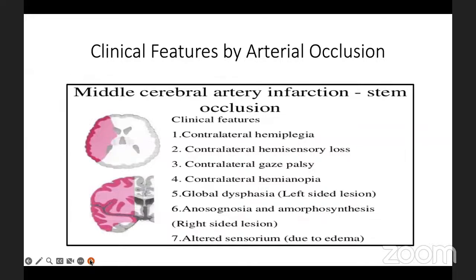So the neurologic deficit that the patients come to you with can also be predicted if you know how the brain is perfused. So if somebody has a middle cerebral artery occlusion, they'll have hemiplegia, hemisensory loss, gaze palsy, they'll have hemianopsia sometimes, which is they are not able to see one half of the world. One half of the world is blind. And they can have global dysphasia, which is inability to communicate, especially when the lesion is on the left side, because the speech center is on the left side.